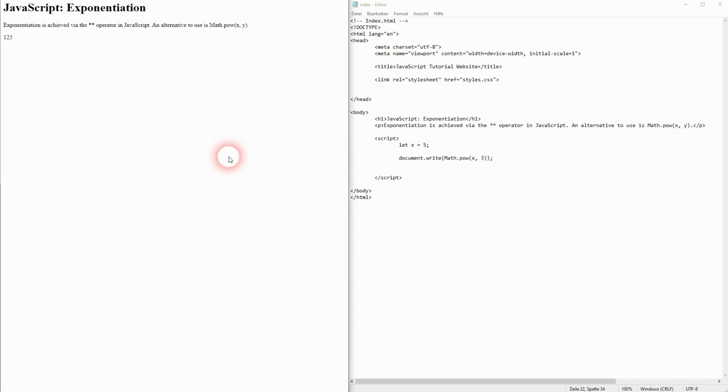Then we make that x, 4, which would be 5 to the power 4, and this is 625. Usually it's easier to just use the two asterisks, but when you don't know it, how should you? So this is the way to set up exponentiation in JavaScript.